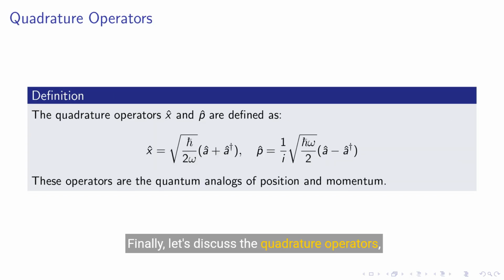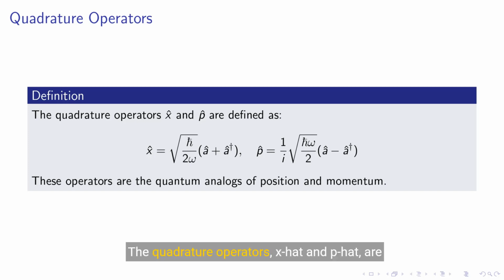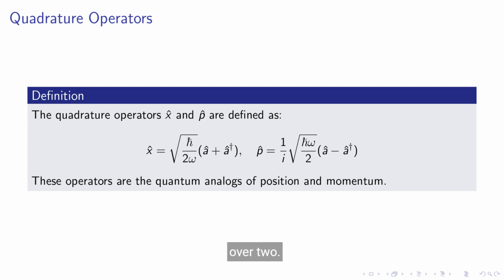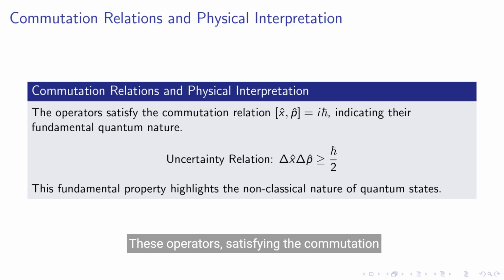Finally, let's discuss the quadrature operators, which are essential for understanding the properties of quantum fields. The quadrature operators, x hat and p hat, are defined as the square root of h bar over 2 omega times the sum of a hat plus a hat dagger for x hat, and 1 over i times the square root of h bar times omega over 2 times the difference between a hat and a hat dagger for p hat. These operators, satisfying the commutation relation of i times h bar, mirror the classic position and momentum operators, highlighting the non-classical nature of quantum states through the uncertainty relation delta x hat times delta p hat greater than or equal to h bar.